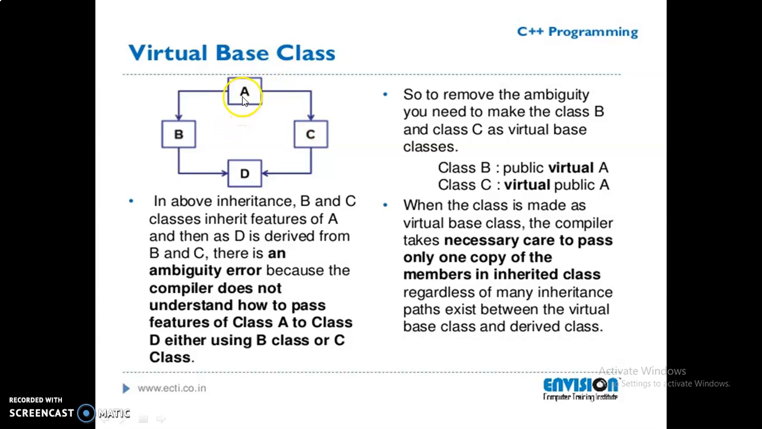Here in this picture, A is the base class for B and C, and D is derived from B and C. There is an ambiguity error because the compiler does not understand how to pass the features of class A to D, either by using this path or from this path. So, to remove the ambiguity, you need to make classes B and C virtual base classes. When the class is made a virtual base class, the compiler takes necessary care to pass only one copy of the members in the inherited class.